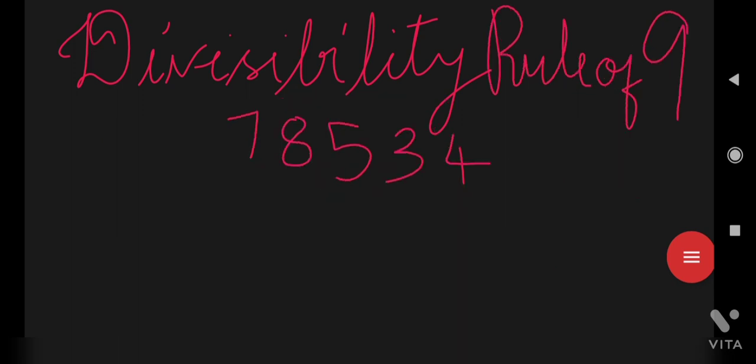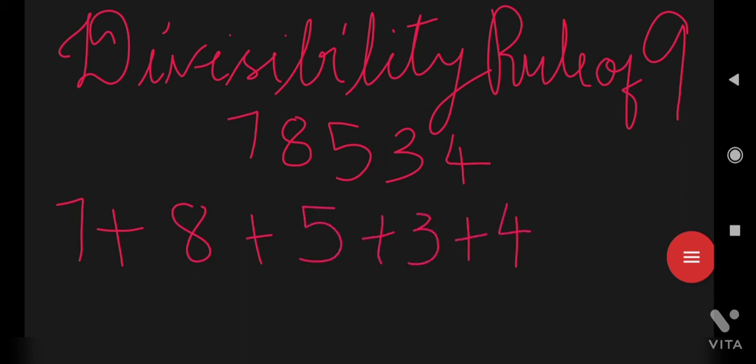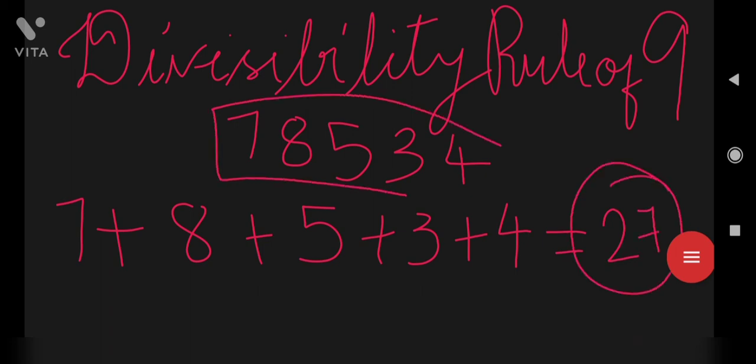Divisibility rule of 9. The rule of divisibility by 9 is similar to divisibility rule of 3. That is, if the sum of the digits of the number is divisible by 9, then the number itself is divisible by 9. Let us try this. 7 plus 8 plus 5 plus 3 plus 4. 7 plus 8, 15. 15 plus 5, 20. 20 plus 3, 23. 23 plus 4, 27. So 27 is divisible by 9, hence the whole number 78534 is divisible by 9.